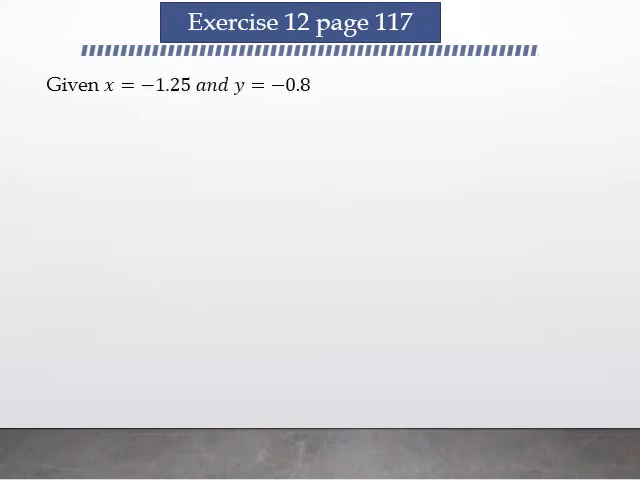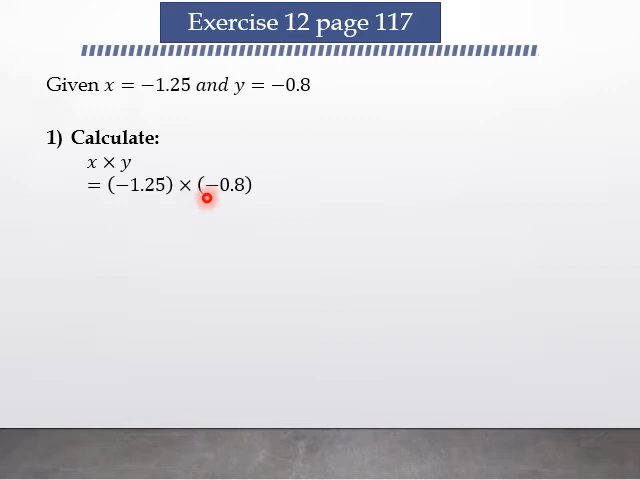Let's start with exercise 12, page 117. Given x equals minus 1.25 and y equals minus 0.8. The question is, calculate x times y. The first step is to replace x by minus 1.25 and y by minus 0.8, and don't forget to write the parentheses, okay, in order to avoid writing two signs next to each other.